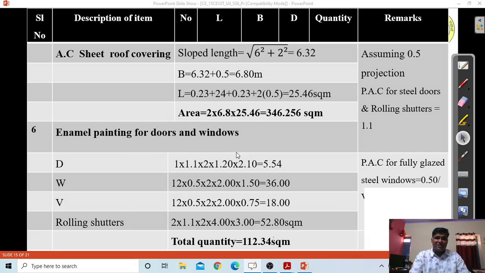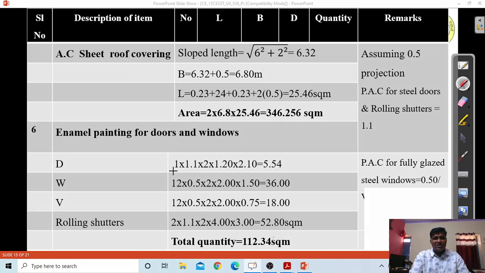When I am going to paint the doors, there are different types of doors. Glazed doors or partly paneled doors means in a door, if half portion is glass and half portion is wood or steel, then we have to assume suitable coefficients as multiplication coefficients. So for steel doors and rolling shutters, Indian Standard says 1.1 is the coefficient.